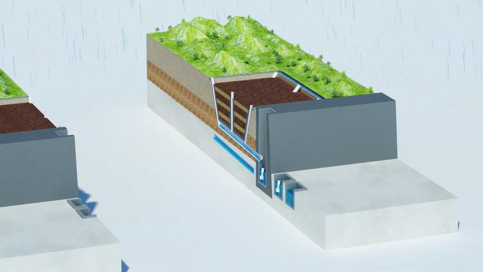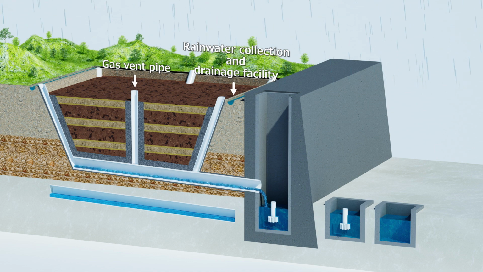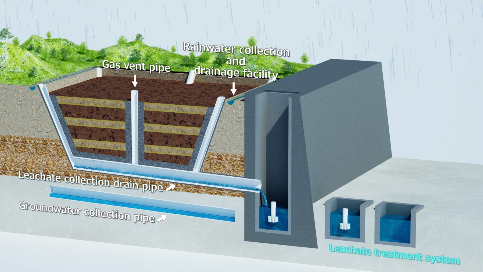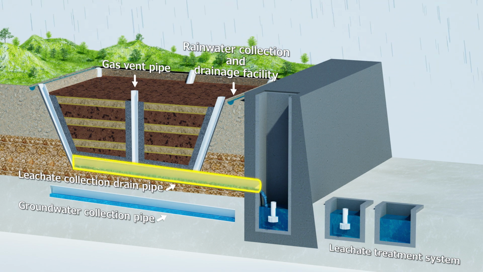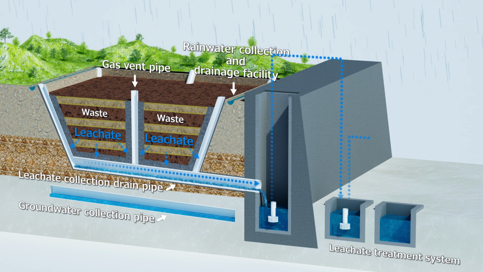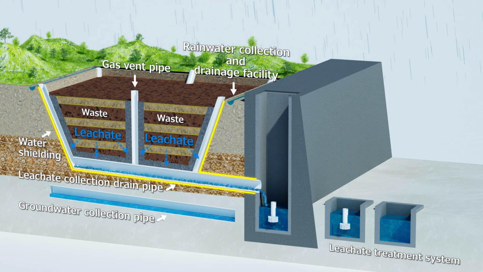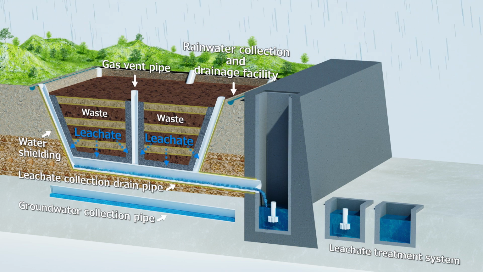The Fukuoka method mainly consists of a gas venting system, rainwater collection and drainage system, groundwater collection and drainage system, leachate collection and drainage system, and leachate treatment system. By installing leachate collection and a drainage system consisting of cobblestone and perforated pipes at the bottom of the landfill, leachate in the waste layer is quickly drained to the leachate treatment system through perforated pipes. Since impermeable works, such as impermeable sheets, are laid, untreated leachate will not flow out of the landfill site into groundwater or rivers.